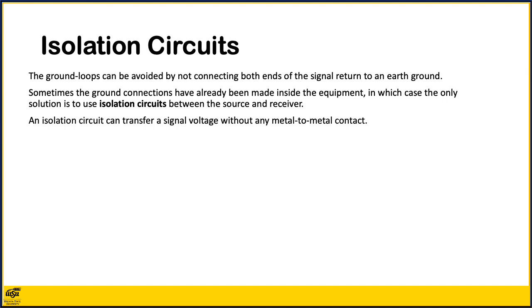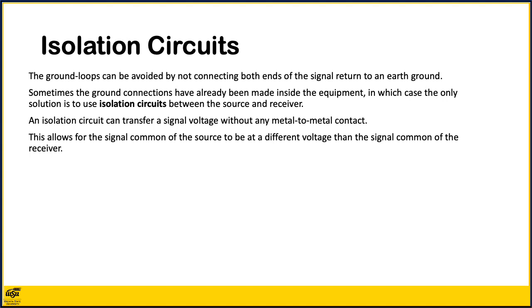An isolation circuit can transfer a signal voltage without any metal-to-metal contact. This allows for the signal common of the source to be at a different voltage from the signal common at the receiver. There are two main types of isolation circuits: transformer coupled and optical coupled. We will now look at both isolators.